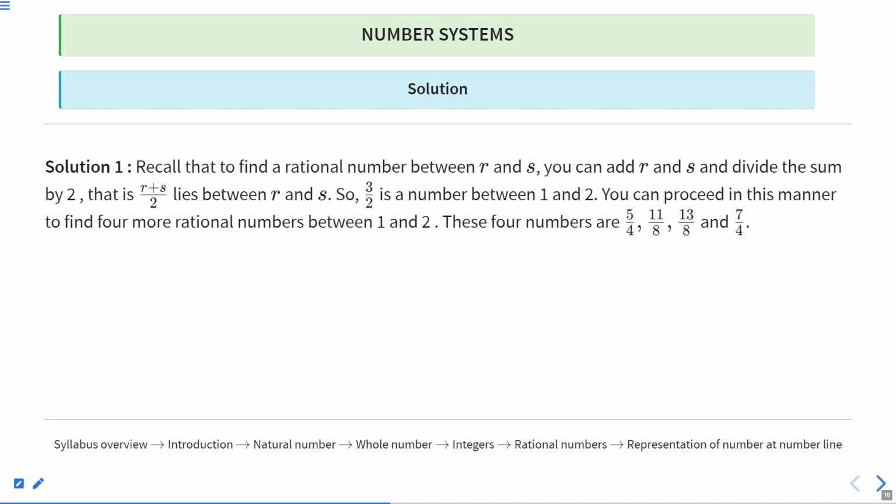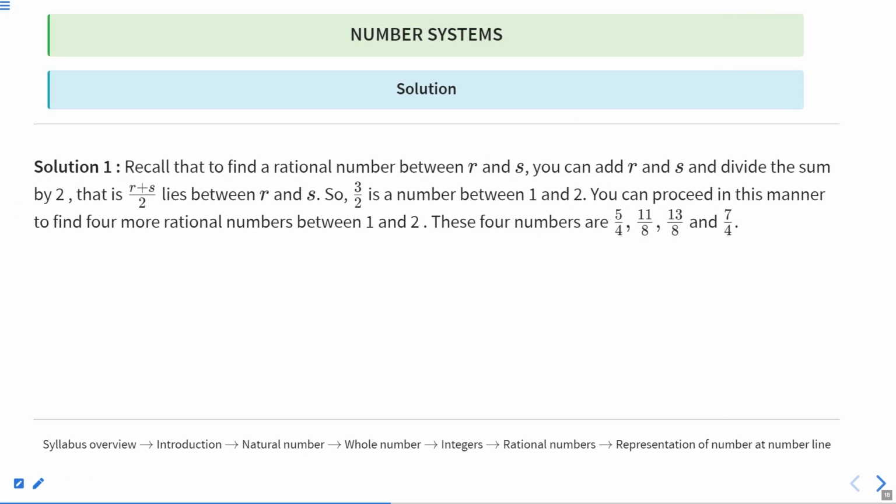Here we have the two numbers 1 and 2. If we add 1 and 2, we get 1 plus 2, which is equal to 3. Now if we divide it by 2, we get 3 by 2. So 3 by 2 is a number between 1 and 2. You can proceed in this manner to find four more rational numbers between 1 and 2. These 4 numbers are 5 by 4, 11 by 8, 13 by 8 and 7 by 4.